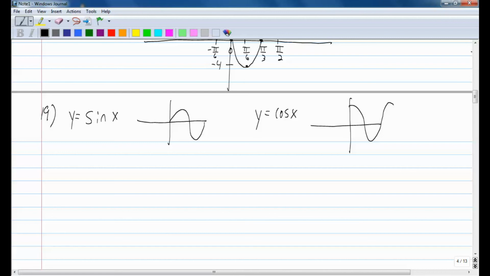Alright, the 2 that you're left with are y equals negative sine of x and y equals negative cosine of x. That's going to flip the graphs. So take the graph I have up here for y equals sine of x and flip it. That gives you B. Take the graph I have up here for cosine of x and flip it. That gives you D, as in delta.